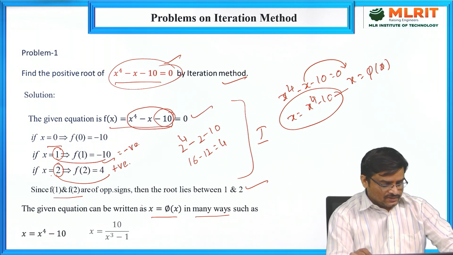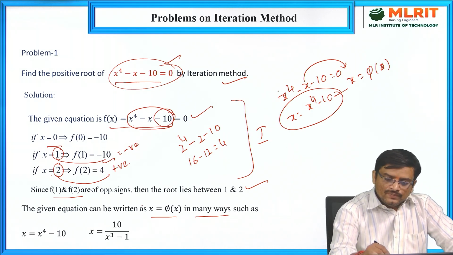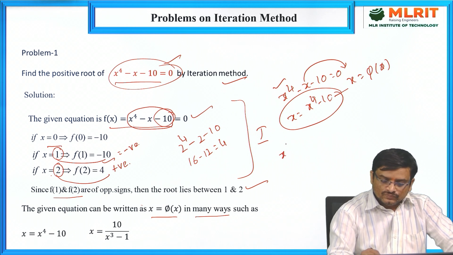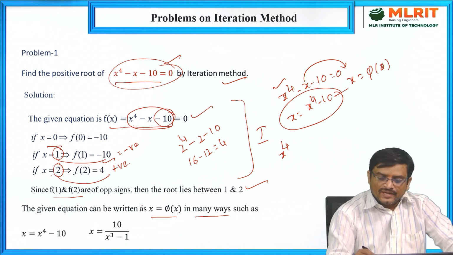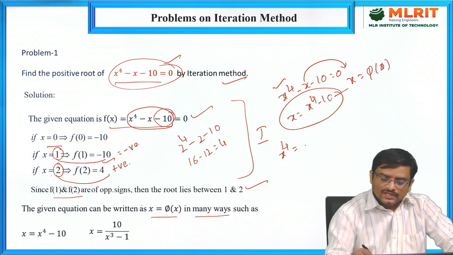Now the second case: suppose you keep this x^4 as it is, keep the first term as it is, and send the remaining two terms to this side. So you will get x + 10.